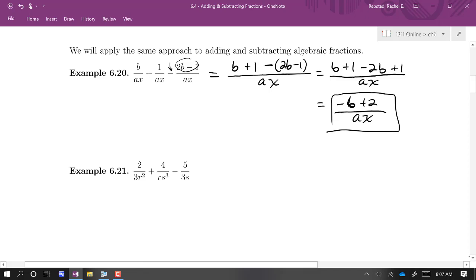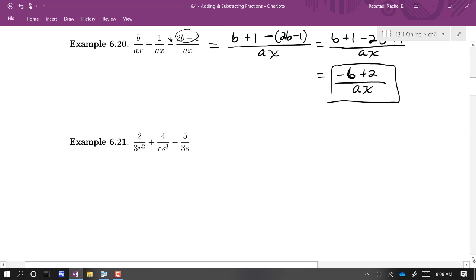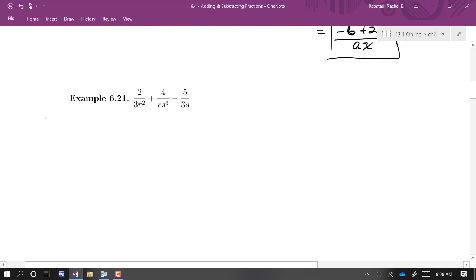In example 621, you'll note that we don't start out with a common denominator. We have to get that denominator. However, there's no factoring to do. All of these denominators are already in a factored form, so we're kind of ready to just add in any factors that we might need. I'm going to start just by rewriting it so I have kind of space to write out any needed factors. So we have 2 over 3r squared plus 4 over rs cubed minus 5 over 3s.